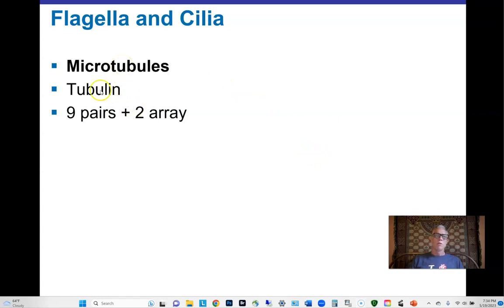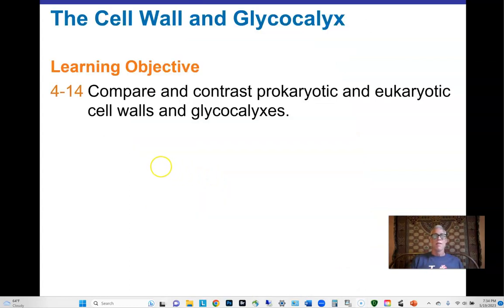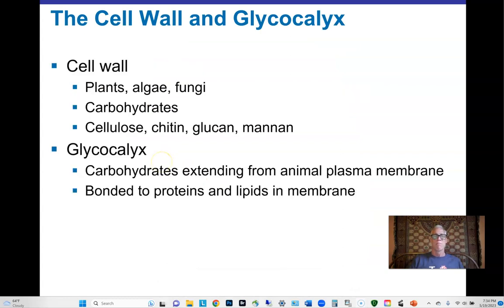Again, microtubules are made of a protein called tubulin. Individual tubulin subunits are arranged in a spiral into a hollow tube, and then nine pairs of hollow tubes sit in a circle around two hollow tubes. These little red circles, where we've cut this in cross section, represent long tubules that extend the entire length of the flagellum, and they're able to slide on one another by the action of ATP using other proteins, and that's what allows the whip to move. So it's this nine around two arrangement of microtubules.